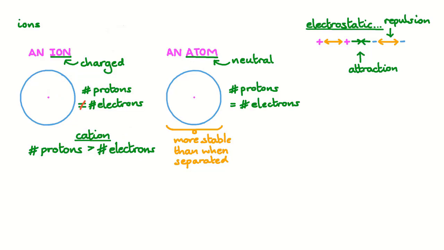Atoms can lose electrons and end up with more protons than electrons, forming what we call cations. Or atoms can gain electrons and have more electrons than protons, making them negatively charged anions. In some cases, it's more stable if we have cations and anions rather than atoms. To understand why, we need to zoom in.